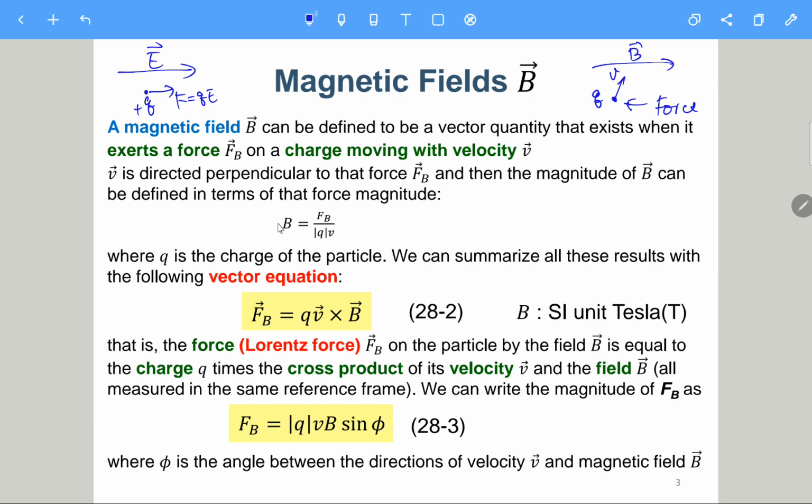So if we have a B field like this, and then the force F_B over the absolute value of the charge and also the velocity of the charged particle, then is the B field. The B field is defined like this.